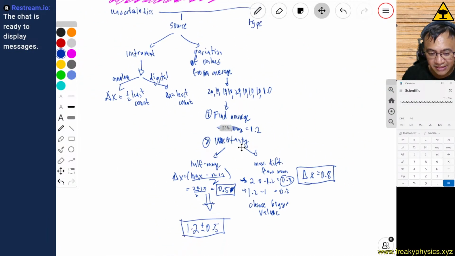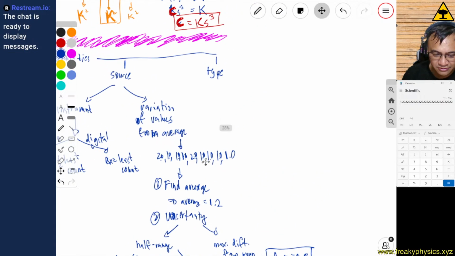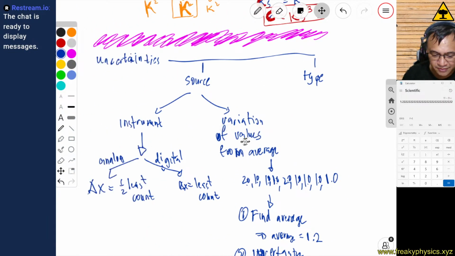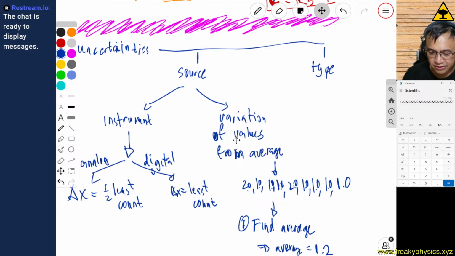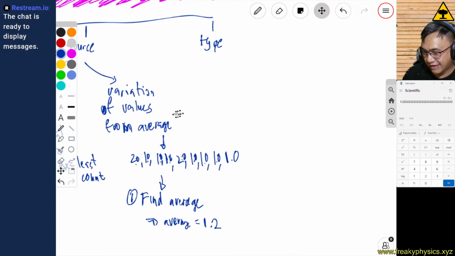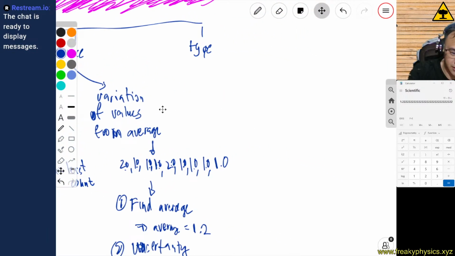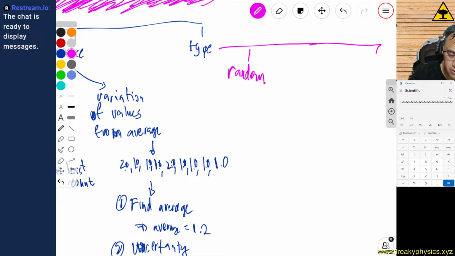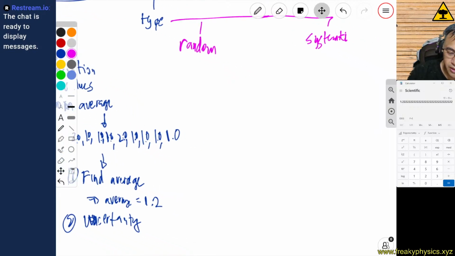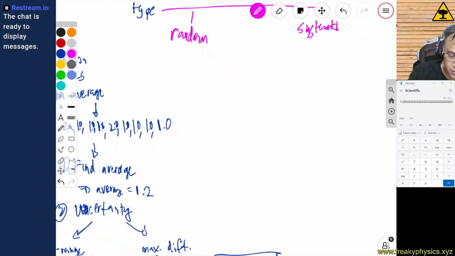So whenever you're given this, you're going to have to do that. Now let's go back here to this part where we said when we say uncertainties, we either look at the source or we look at the type. Now in type, we're going to do it like this. So for type, you can have either random or systematic.